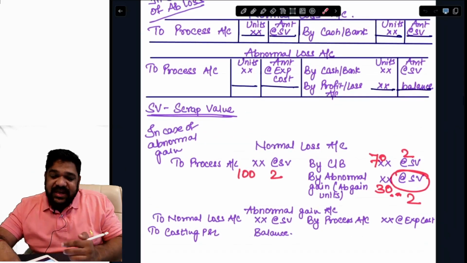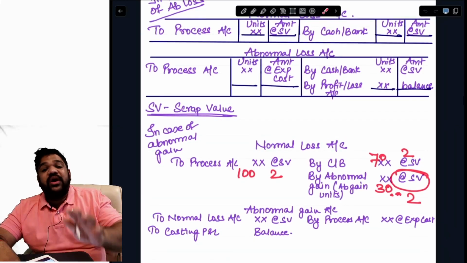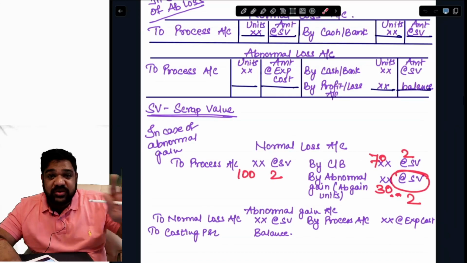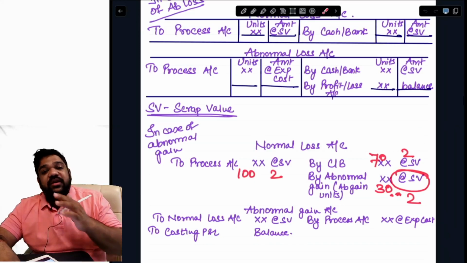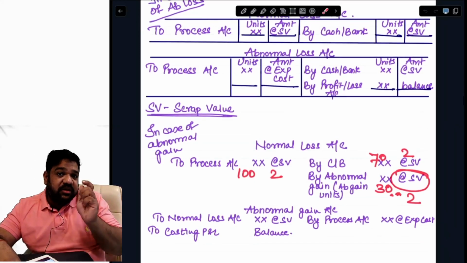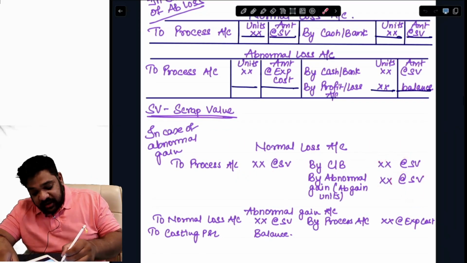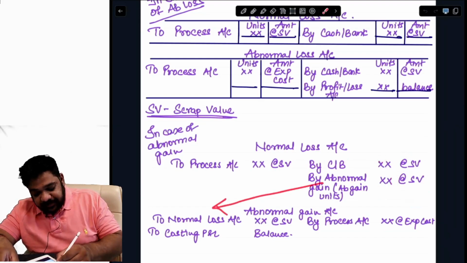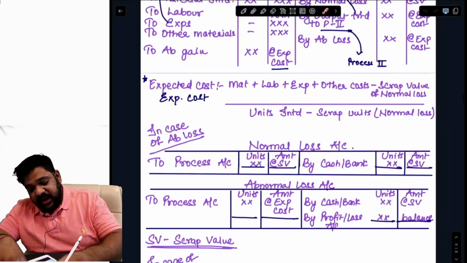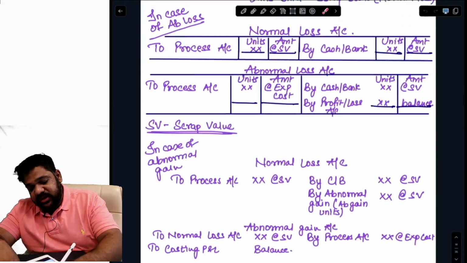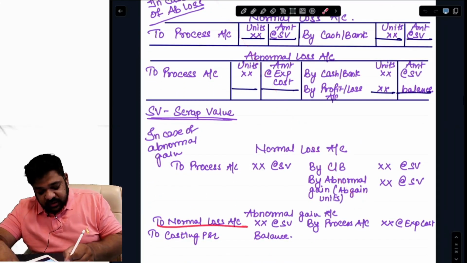So 100 units came into the normal loss account at 2 rupees. You have spoiled only 70 units, so you will sell those 70 units, collect cash, and it is done. And the abnormal gain will be out of the balance, which is the 30 units. You will send them to the abnormal gain account. Now, in your abnormal gain account, you will have two entries, one coming from the normal loss account, and the other from the process account to over here. So you will have both the entries coming in.